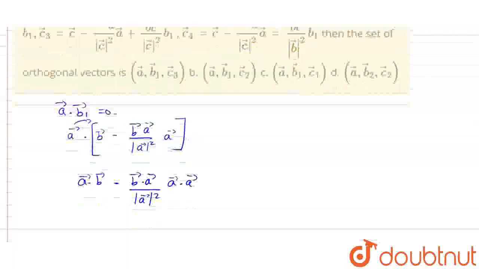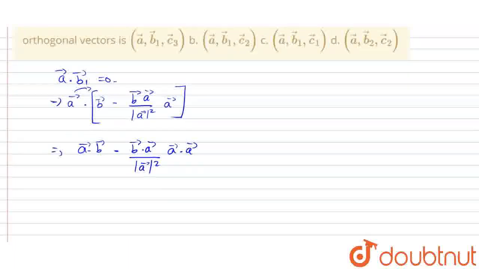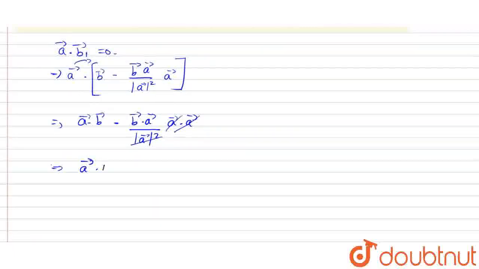So here, A vector square cancels, and we get A vector dot B vector minus B vector dot A vector. So I'm going to take A vector dot B vector minus A vector dot B vector. Both are the same, right, which is equal to 0. Therefore A vector, B2 vector and C2 vector is wrong. Okay, so it's just wrong.